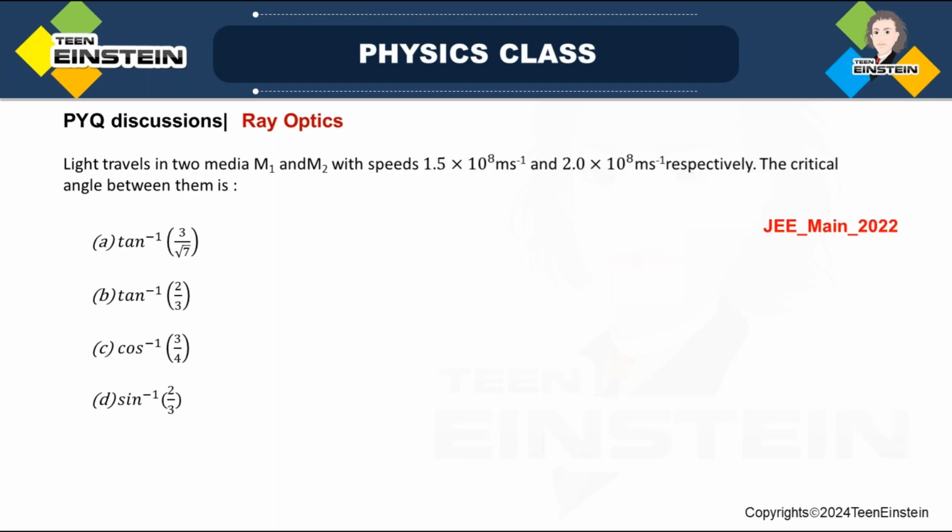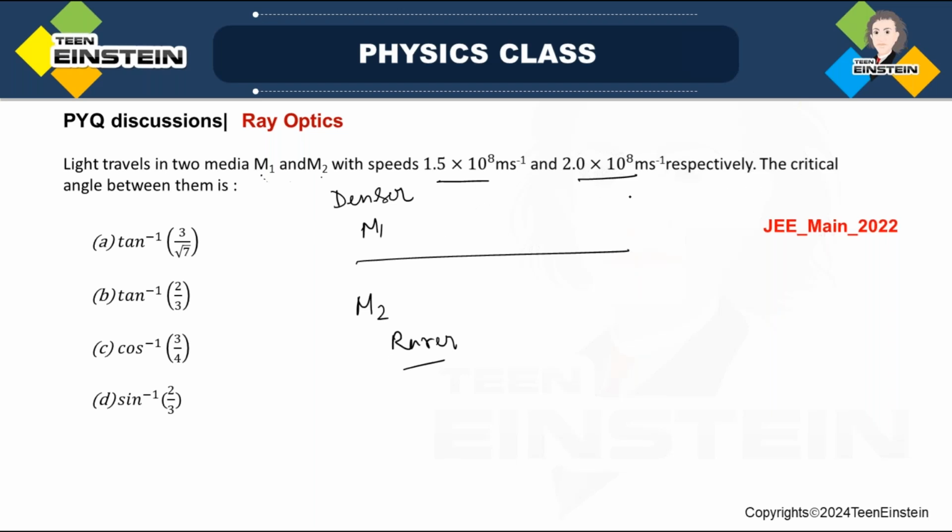All right, now this question is again a very simple question, but we have to understand what we have to find out here. The question is saying that light travels in two media, M1 and M2, with different speeds. Okay, these are given. From the speeds you can understand that if this is medium 1 and this is medium 2, this is actually the denser medium, and this is the rare medium, because the speed is greater in the rare medium.